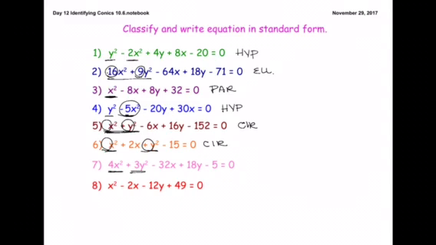Example 7, we have two squared terms. Both squared terms are positive. Our coefficients are different, so we're talking about an ellipse. Question 8, we only have one squared term, so we are working with a parabola. The next slides, we are going to write each of these equations in standard form.